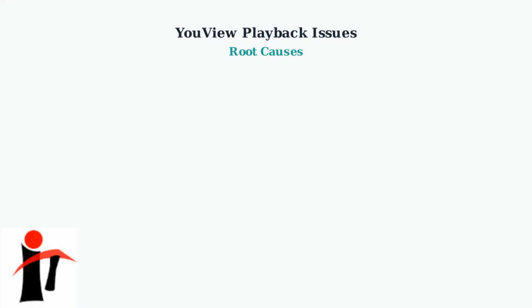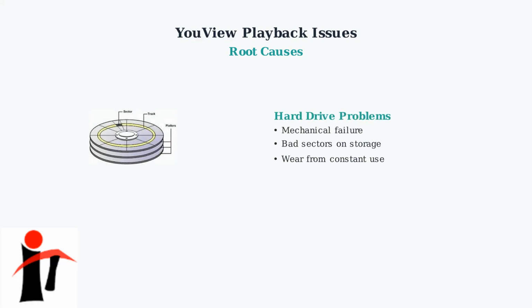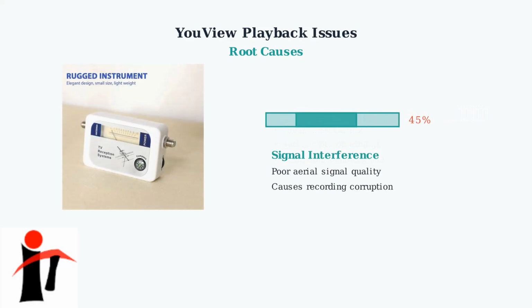The most common problems stem from 5 main areas that we can identify and address. Hard drive issues are the leading cause of playback problems. Your YouView box contains spinning disk platters with tracks and sectors that can develop mechanical failures or bad sectors over time. Signal interference from poor aerial connections corrupts recordings as they're being made. You need at least 80% signal quality for reliable recording.